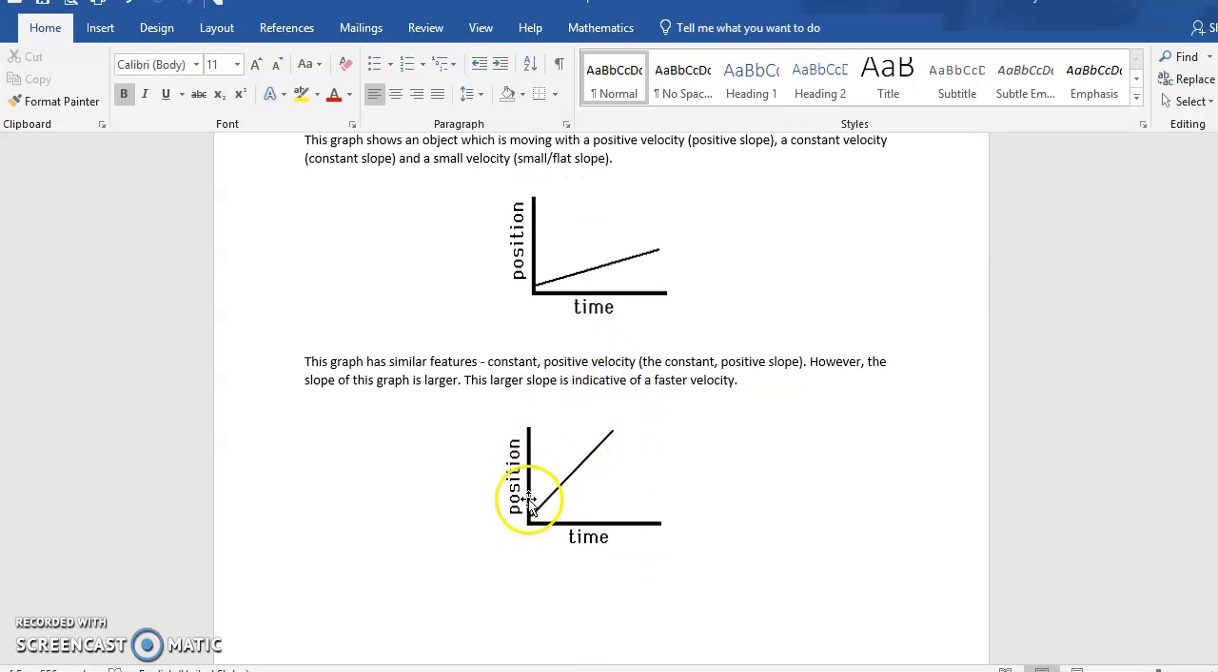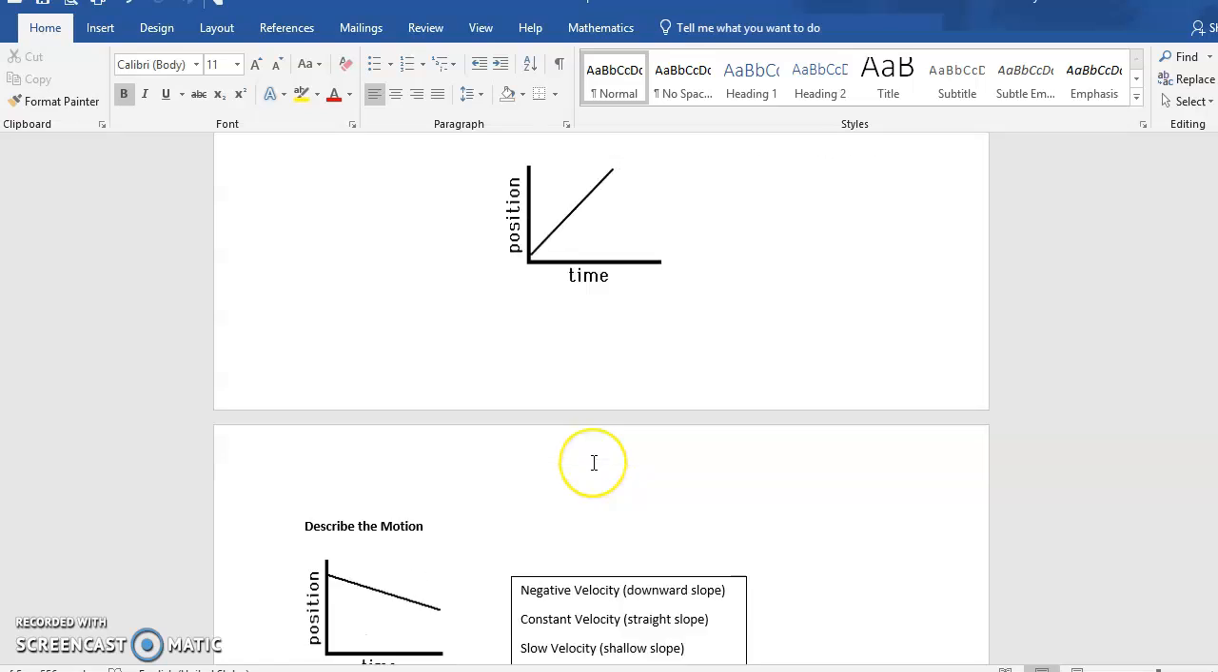If we compare that to this one, they have similar features. So again, constant and positive velocity. However, the slope of this graph is larger, and this larger or steeper slope indicates that we have a faster velocity. So that's how you can tell the velocity of the object based on how flat or steep the line is.